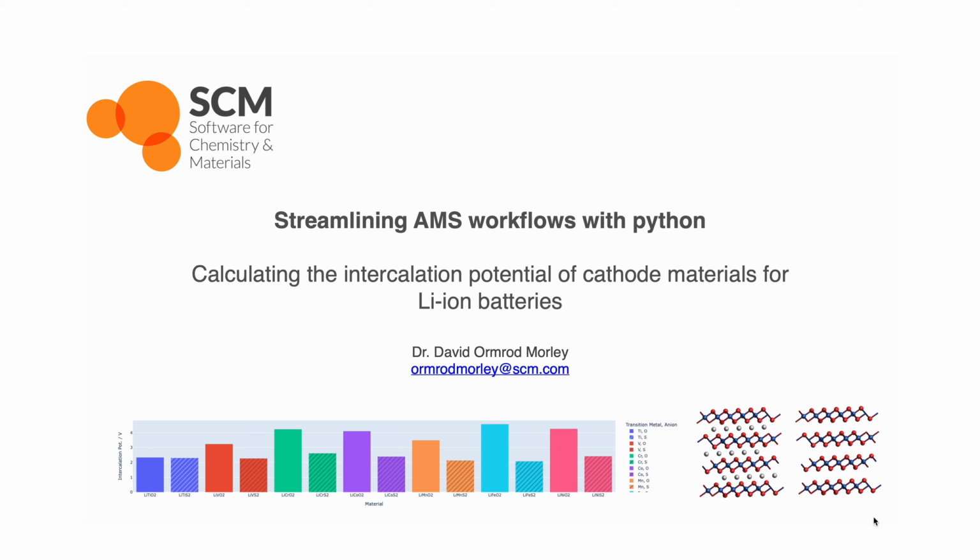And what's more, you can now submit these Python notebooks to run on your cluster with a few clicks in the GUI. As an example, I am going to show you how to calculate the intercalation potential for a range of materials based on lithium cobalt oxide, which can be used as cathodes in lithium-ion batteries. This property is important as it determines the cell voltage and therefore the energy density of the battery.